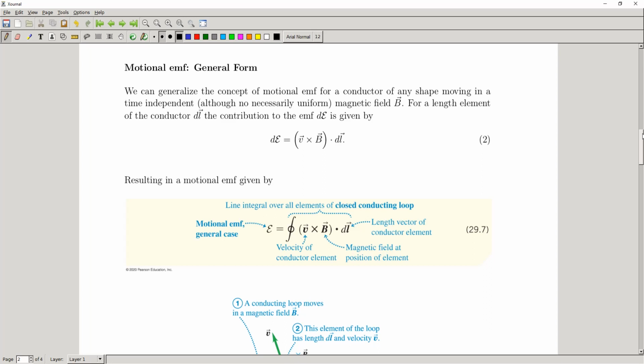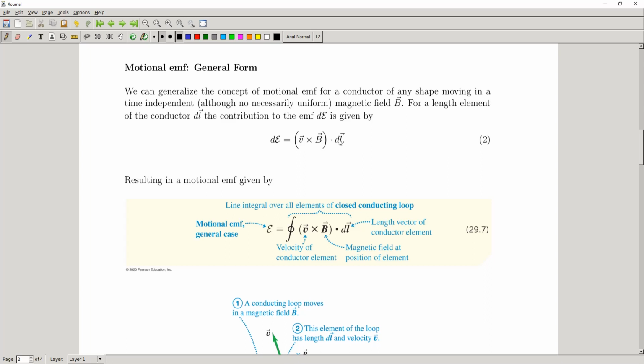Okay. So if we have a magnetic field that fits these criteria, and we have some sort of a conductor in this magnetic field that we can break up into little length chunks dl, we can add up all the contributions to the EMF, these tiny little dE's, and it's going to be written sort of in this form here, right? Each dE is going to be equal to v cross B dotted into dl.